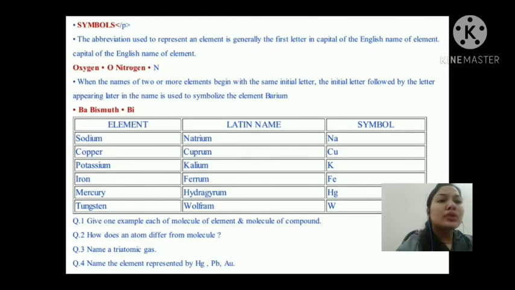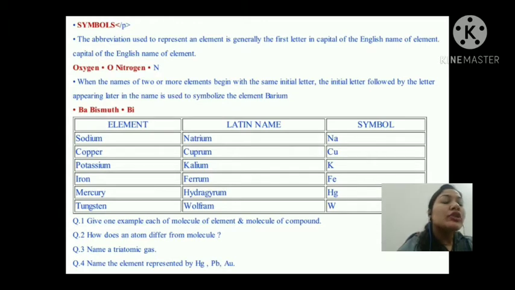Like H2, hydrogen gas. There are lots of examples. Even S8: sulfur always exists as a molecule of 8 atoms, joining together so that it becomes stable. So S8 is a molecule of an element.